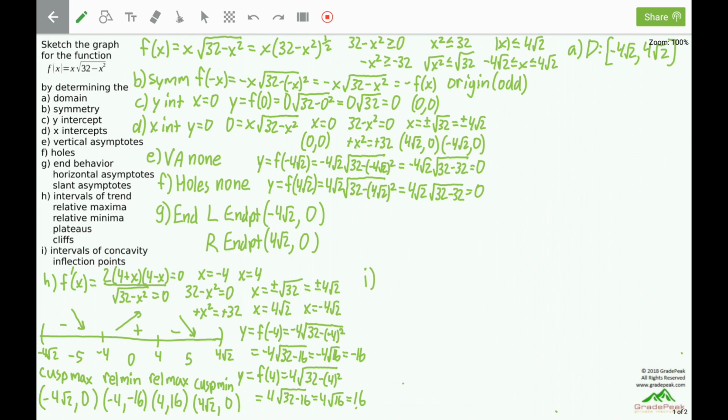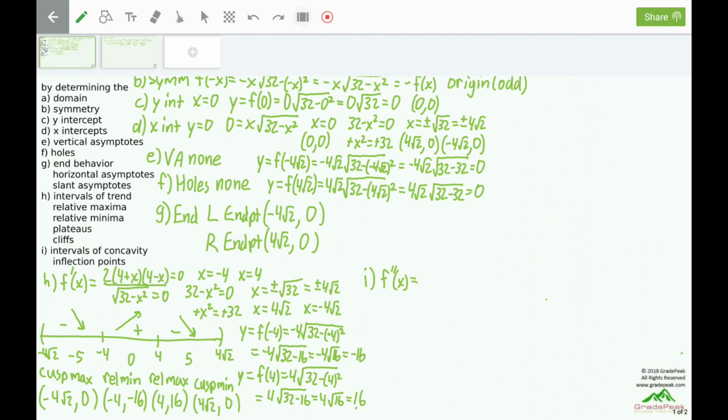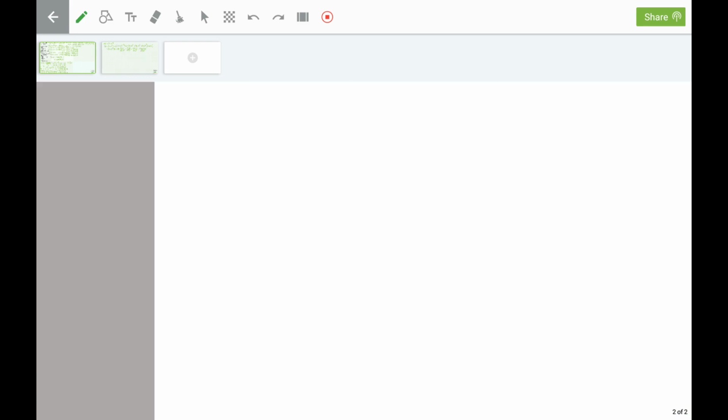For part I, we want to determine the intervals of concavity and any inflection points. All of this will involve the second derivative, f double prime of x. We will take this from the first derivative, but we do not want to use the fully factored version. We will need a little more room for working out the second derivative as well, so we can go to the other page again for this.